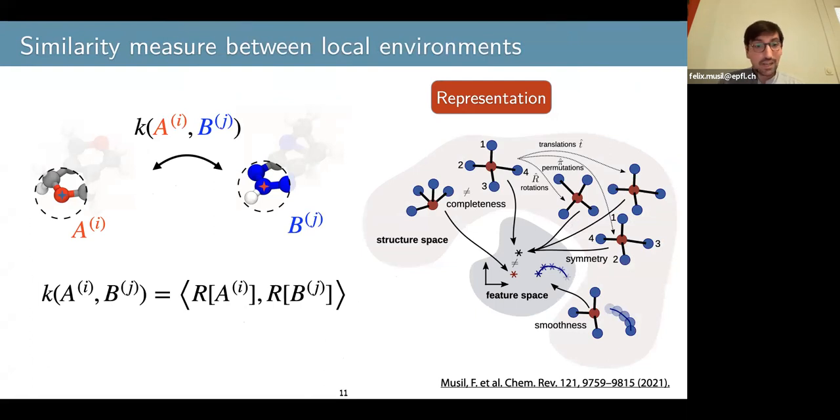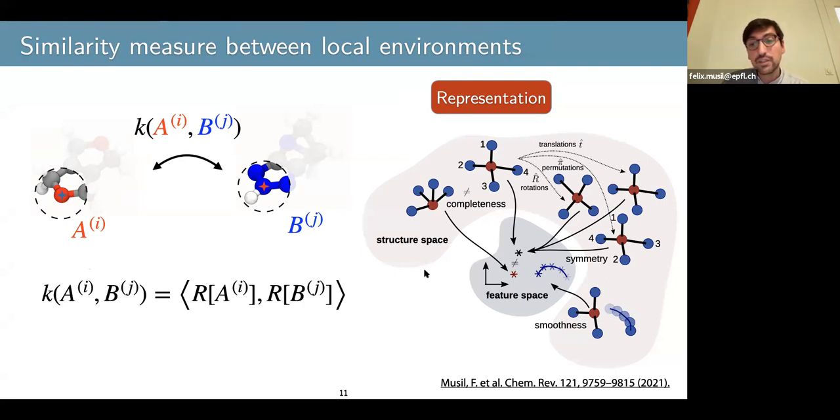So far I've only discussed how to handle the kernel computation. Now let me briefly introduce what we call a representation. One way to look at it is that this similarity measure between these two local environments can actually be seen as an inner product between a feature map that transforms the local environment into a set of features that encode, hopefully, all the information necessary to make a good prediction. This feature map is what we typically call a representation. It's the step to go from the Cartesian coordinates to the machine learning model, let's say, to actual features.